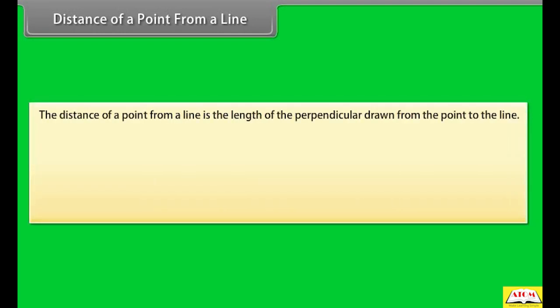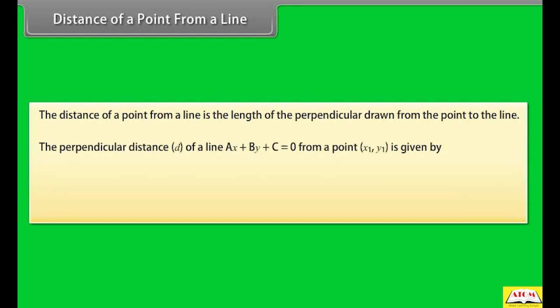Distance of a point from a line. The distance of a point from a line is the length of the perpendicular drawn from the point to the line. The perpendicular distance d of a line ax plus by plus c is equal to 0 from a point (x1, y1) is given by d is equal to modulus of ax1 plus by1 plus c by square root of a square plus b square.